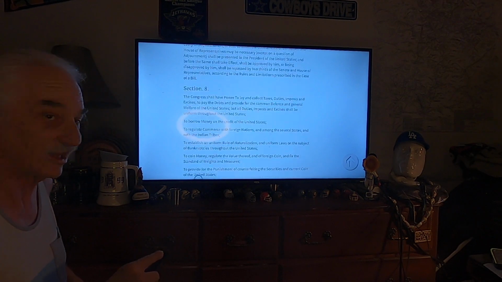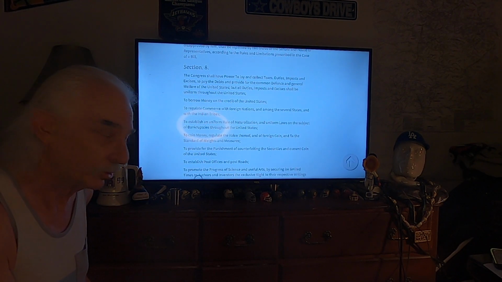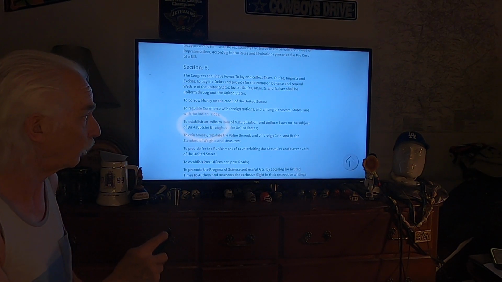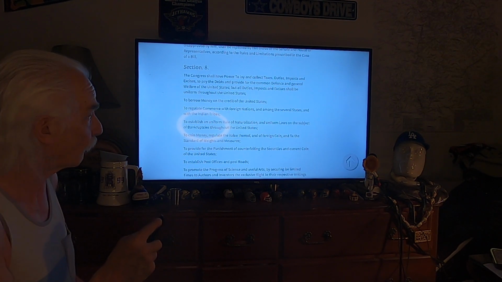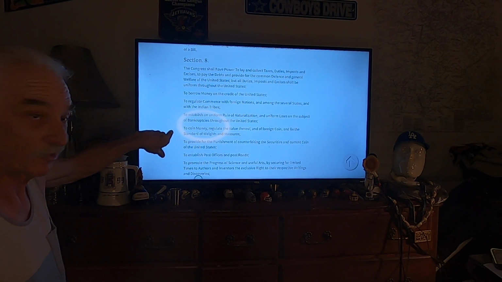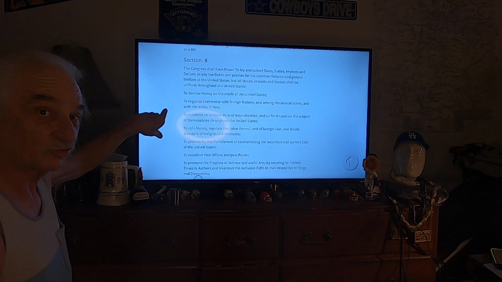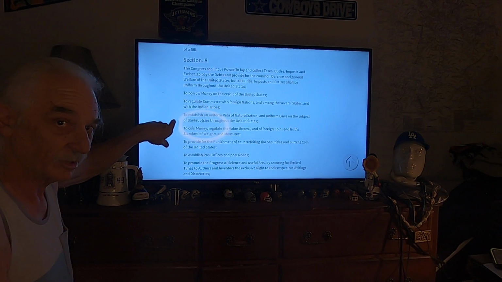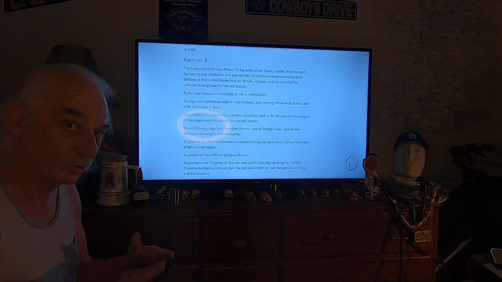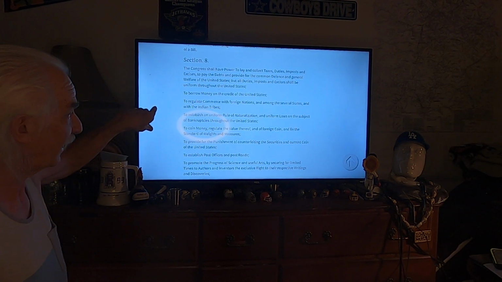Now, Section 8 is hugely important. Section 8 is where you find what are called the delegated or enumerated powers. There's an entire sort of laundry list of things here that are set aside specifically for the national government. No other level, be it state, county, or local, can employ these powers.